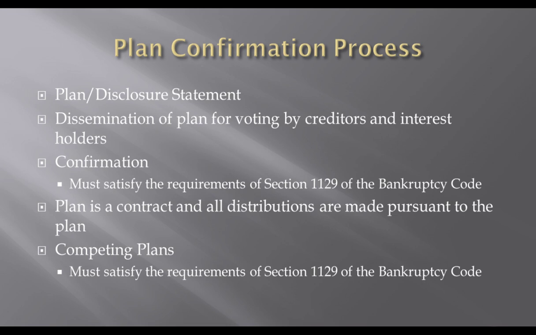There are situations in some bankruptcy cases in which the debtor, who has an exclusive period in which to file a plan, either doesn't do it or other parties want to file a competing plan because they think they can do a better plan than what the debtor is doing. That situation does arise sometimes, and that plan also needs to meet the requirements of 1129 of the Bankruptcy Code.